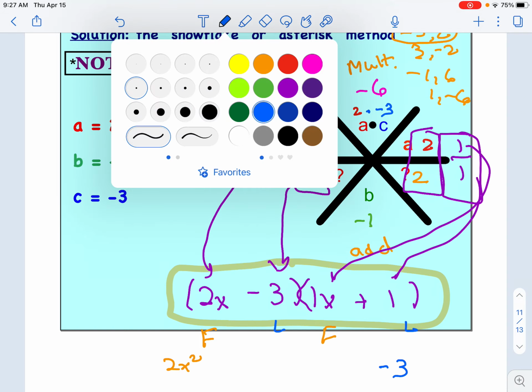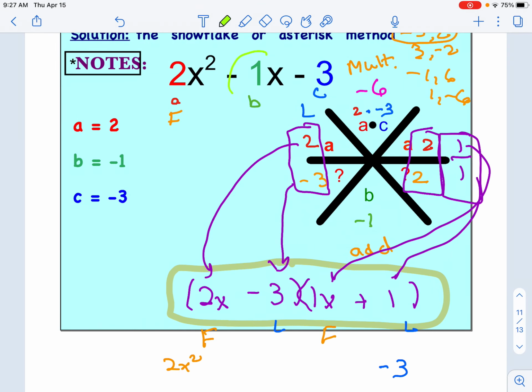So where this term comes from is multiplying these outsides for FOIL and the insides. Well, the outsides give us 2x times 1, and the insides give us negative 3 times 1x, or negative 3x.